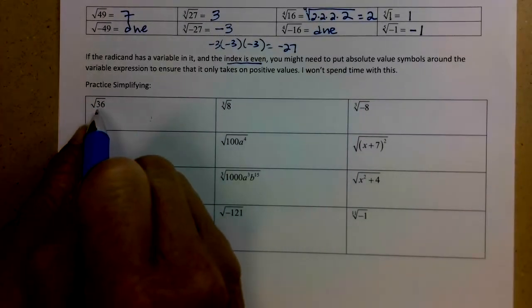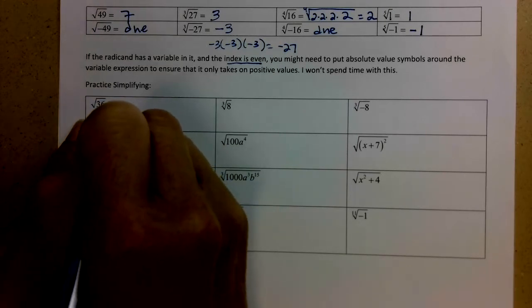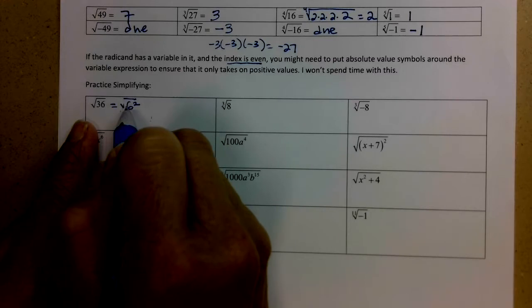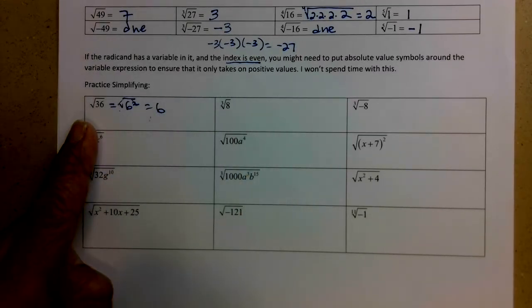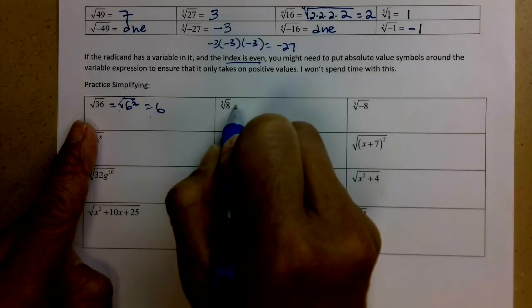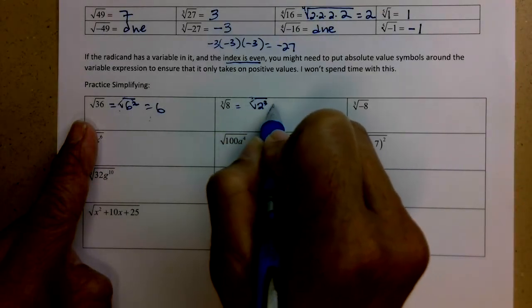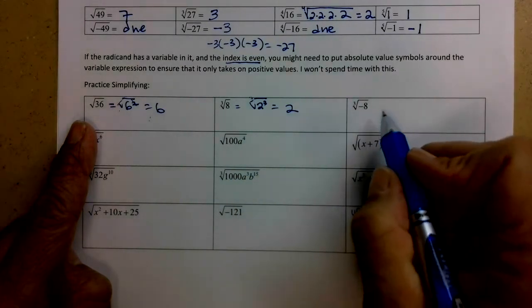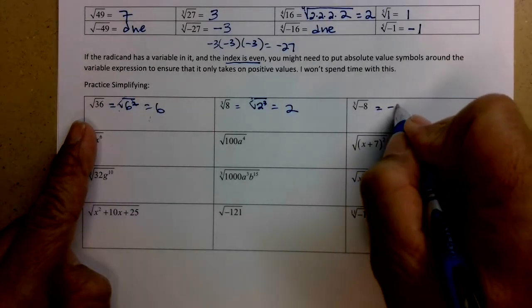So square root of 36. You're looking for something that's a perfect square, right? So 36 is equal to 6 squared. Square root of 36 is 6. Cubed root of 8, right? Cubed root, 2 cubed, 2. What about the cubed root of negative 8? Negative 2.